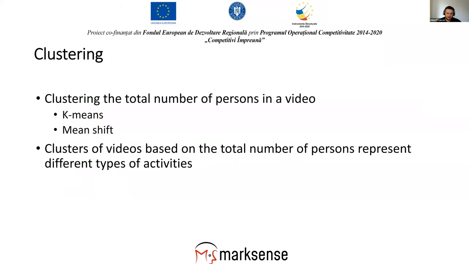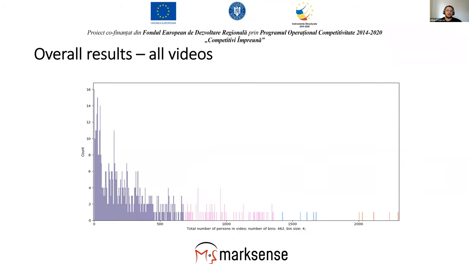So what have we done with these results? Basically, we clustered them using k-means and mean shift in order to see if we can find some relevant clusters based on the total number of persons in a video. We assumed that we can extract some information about the activity in a video based on how many people we detect in the video. So the results looked like this.